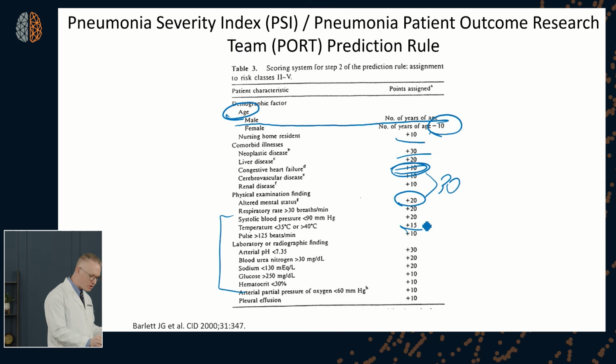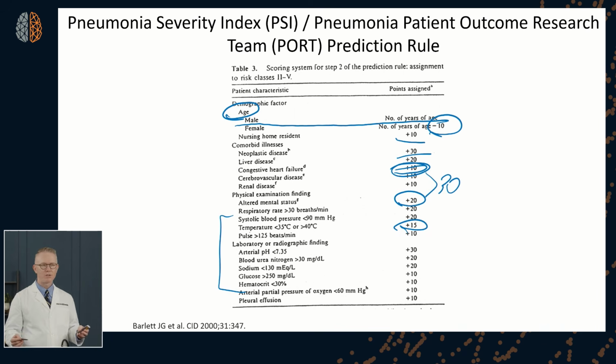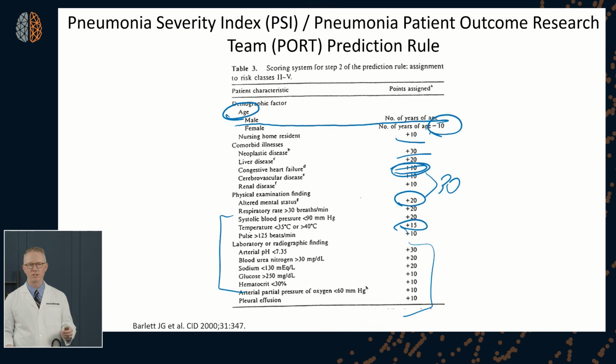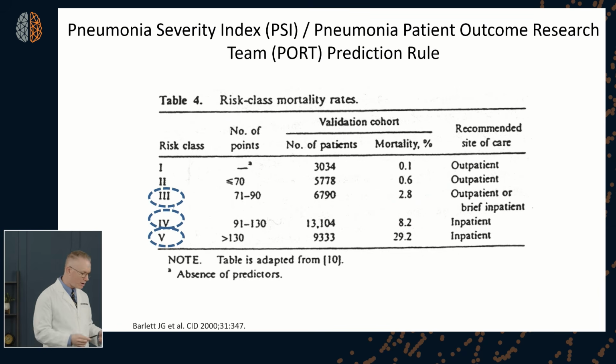Patient has a temperature, so you add another about 15. So now you're close to 90 in the number. And again, I still don't have labs. Do I need them to make this decision? No, I don't. I just know that from the basics, and I can tell you that the patient's score is above 70 at this point.